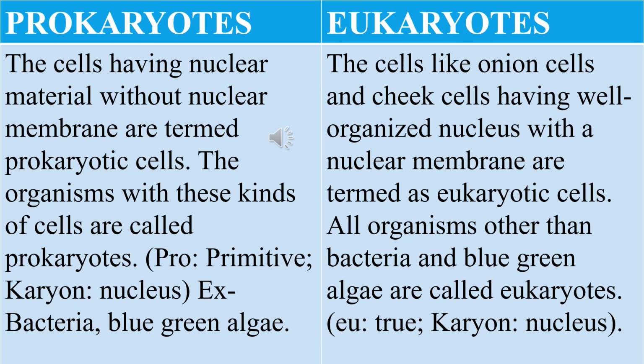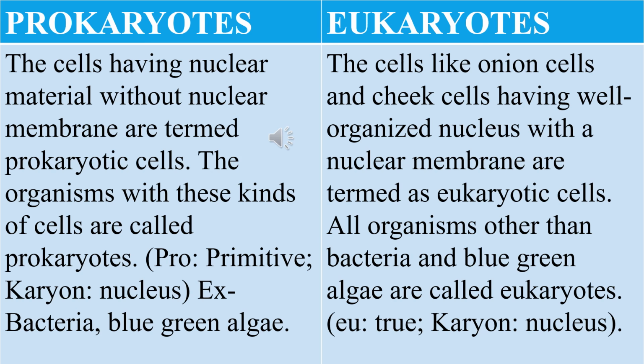This part is very important, no? The prokaryotes and the eukaryotes. What are prokaryotes? The prokaryotes are living organisms with certain kinds of cells. Those cells have nuclear material without a nuclear membrane, so the nuclear material will be scattered in the cell. They are known as the prokaryotes. Prokaryotes means what? Primitive nucleus. They have only the primitive nucleus.